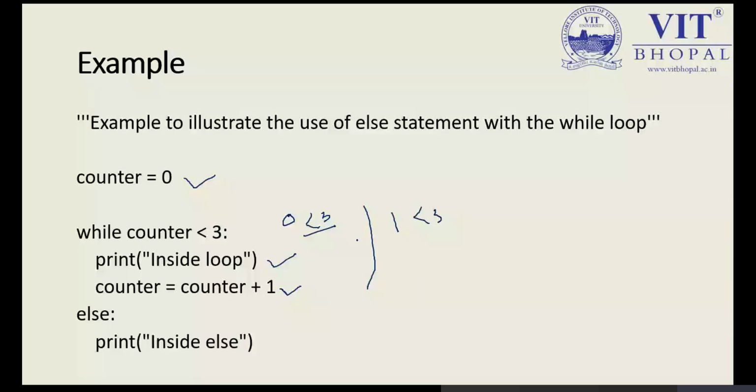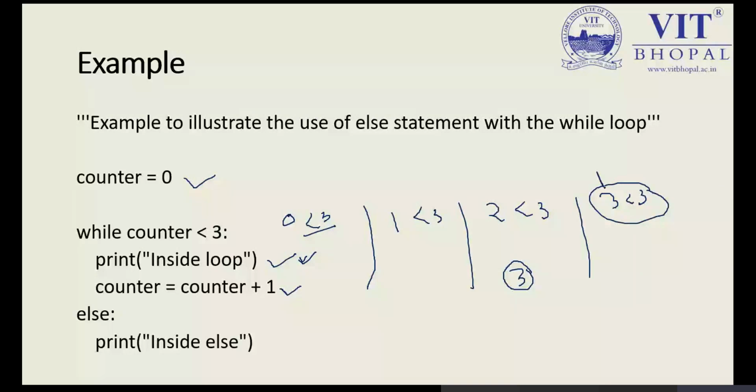Counter is equal to counter plus 1, so the counter value will be incremented by 1. Then it will go to the condition again. Now 2 is less than 3. The condition is true, the message inside the loop will be printed, and counter is equal to counter plus 1. Here the counter value will be 3. When it comes to the condition part, 3 is less than 3. So what happened at that time? Here the condition will be false.